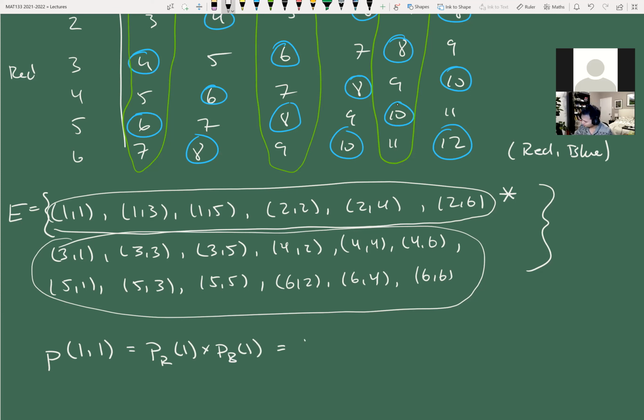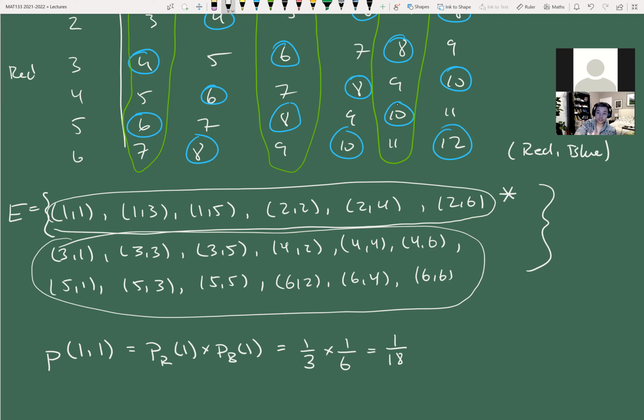So the red dice being equal to 1 is 1/3. The blue dice is fair, right? So what's the probability the blue dice is 1? 1/6, perfect. So that gives me 1/18. Does everyone agree? Is that okay?